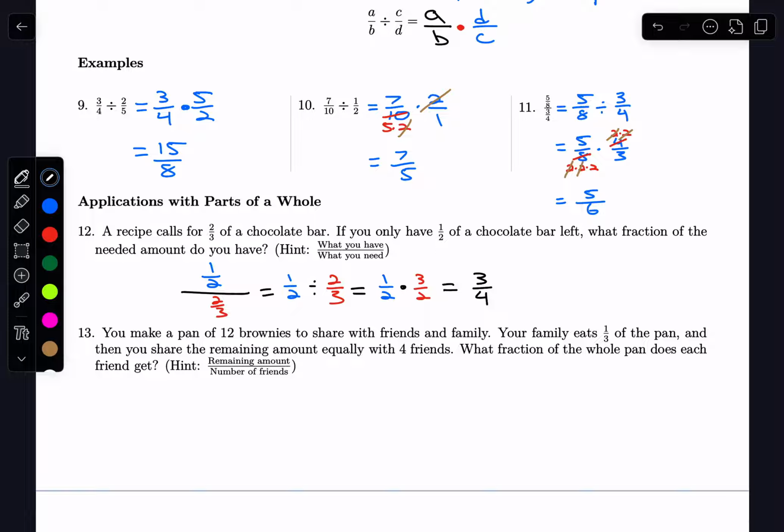So to answer the question, what fraction of the needed amount do we have? We have 1/2 when we need 3/4. Sorry, we have 1/2 when we need 2/3. So 1/2 is 3/4 of 2/3. So we have 3/4 of the needed amount.